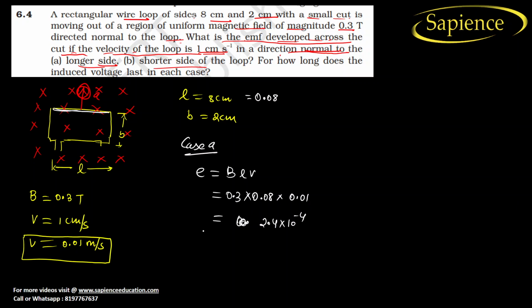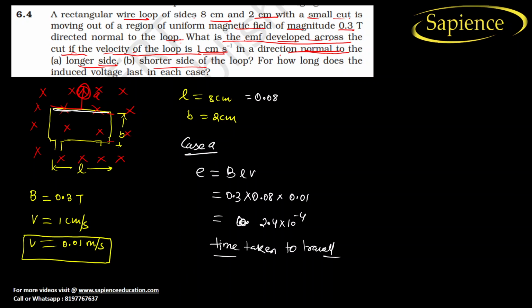Now the time taken to travel along the width. How long does the induced voltage last in each case? When this coil moves, as soon as this width has ended, the creation of the EMF will be finished, right? So from here we need to find the time taken to travel.